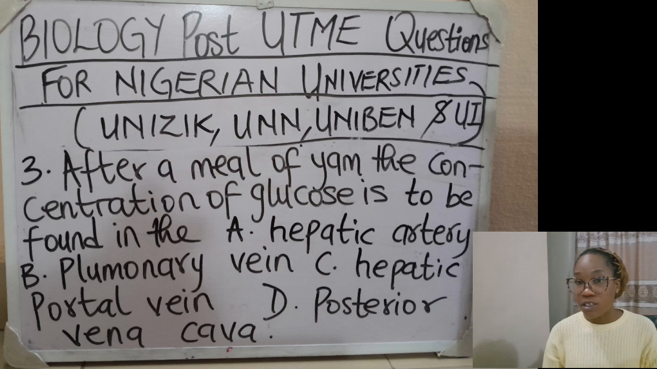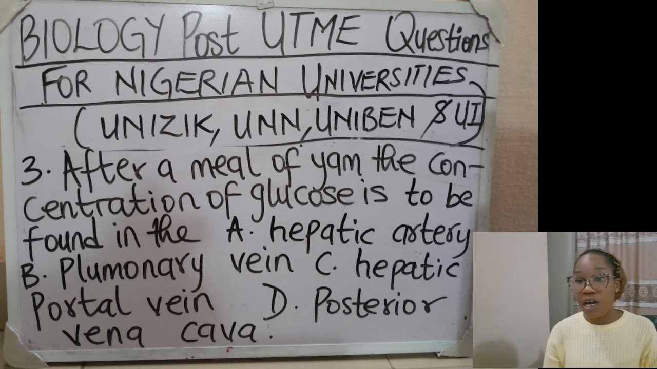So of course, this hepatic portal vein has the highest concentration of glucose, because it's just coming in right from the villi, the part of the small intestine where absorption of food occurs. Do you understand? So that is the answer to this question, option C, which is hepatic portal vein.